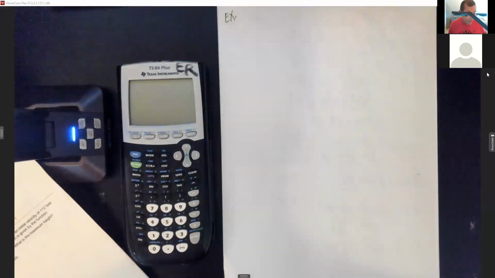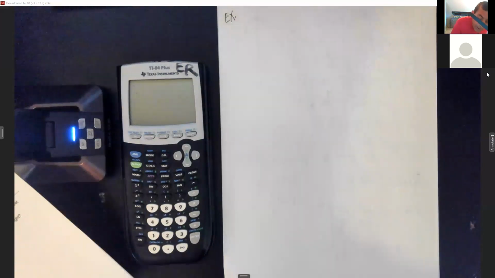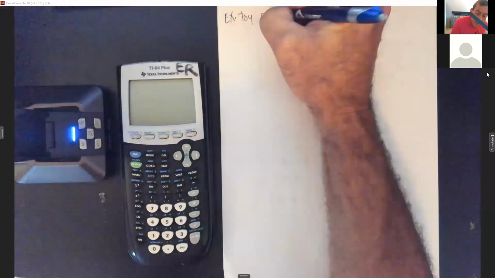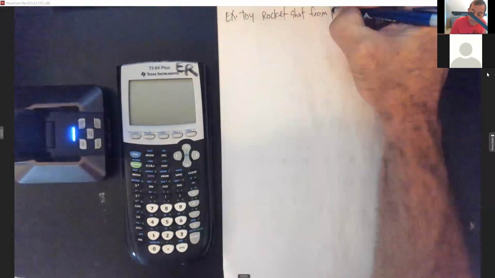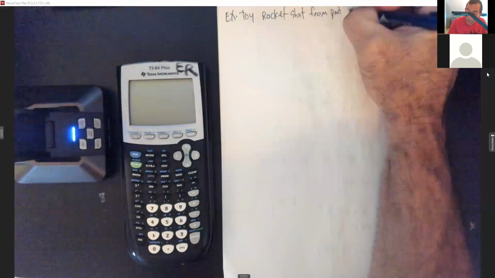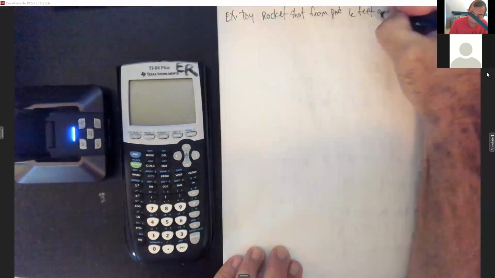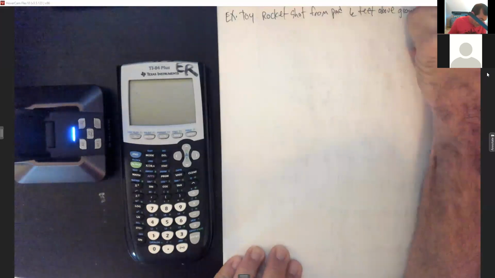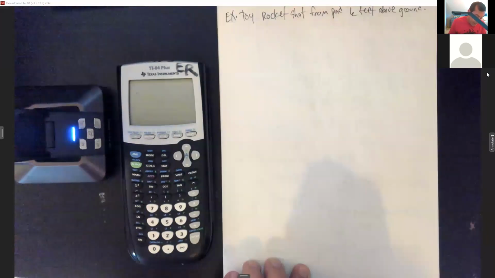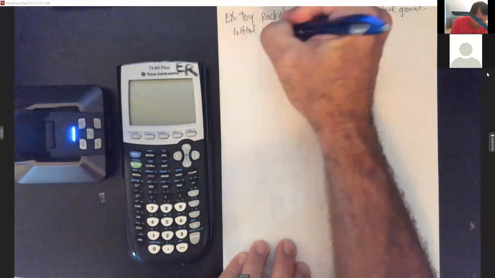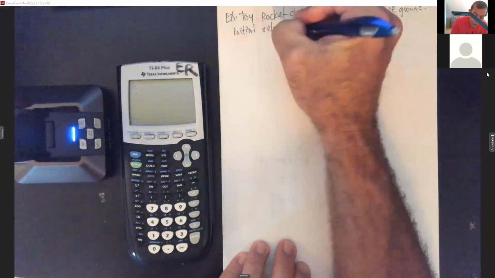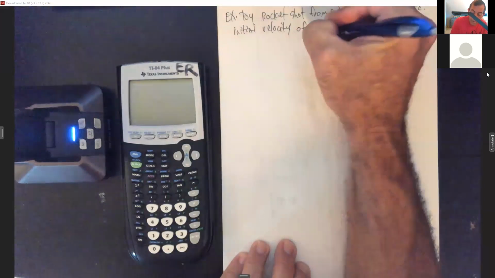A toy rocket is shot vertically into the air from a launching pad 6 feet above the ground. So toy rocket shot from a pad 6 feet above ground. Initial velocity of 112 feet per second.